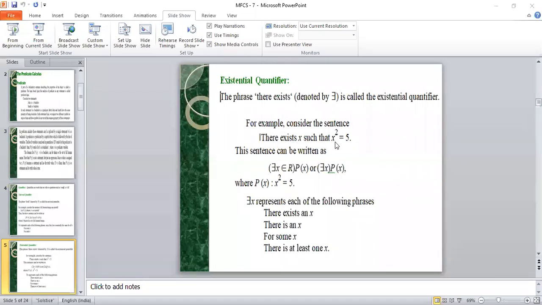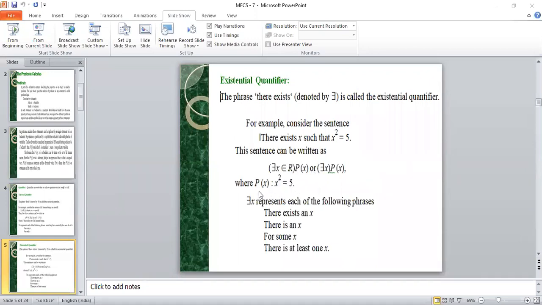For example, consider the sentence: there exists x such that x square is equal to 5. This sentence can be written as there exists x belongs to R, where R represents the real numbers, so x is any real number. P of x is the given predicate statement. This can be written as there exists x, P of x. Here P of x refers to the statement x square is equal to 5.